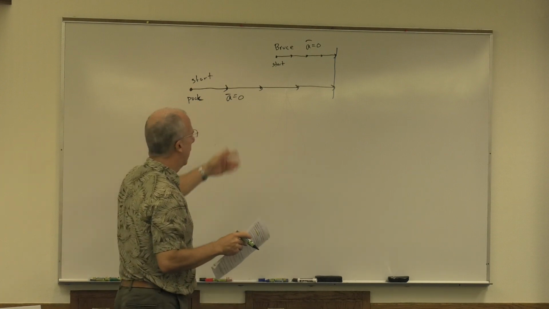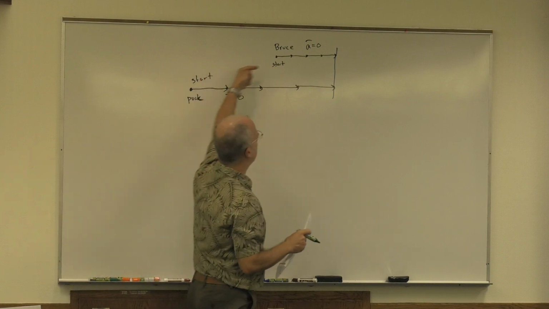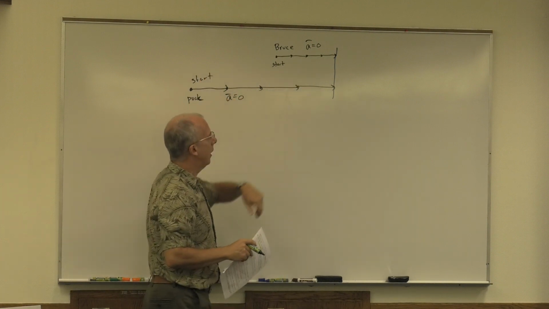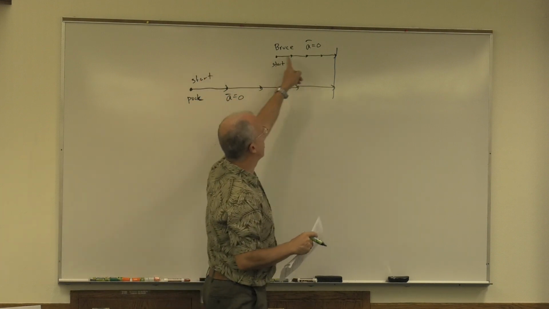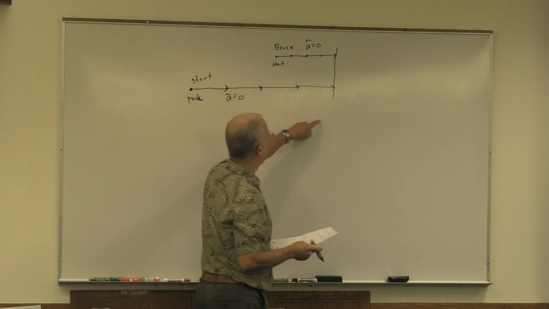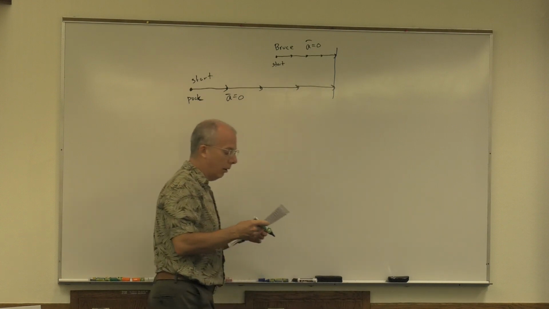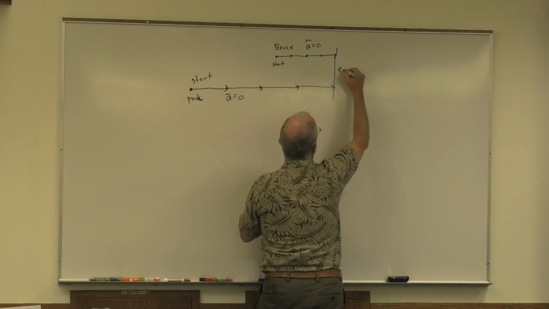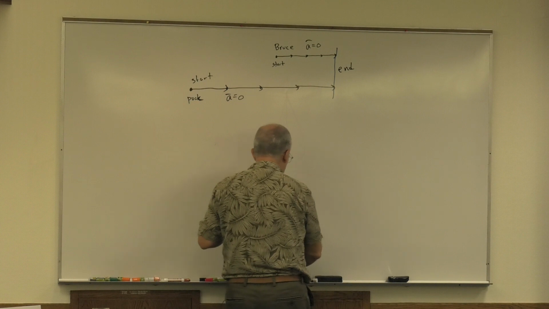That's the motion diagram. So what do you know? You know the velocity is positive there, and positive there. You know that this speed is greater than that speed. You know these are both acceleration equals 0. You know that the puck has to travel more distance than Bruce, and on and on. This is the end. So that's the motion diagram.